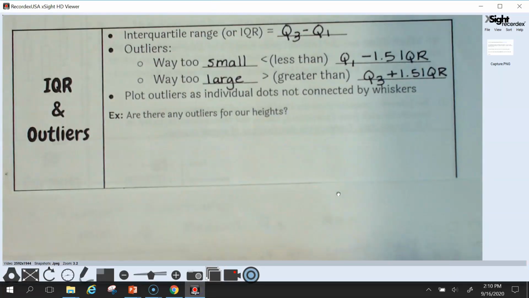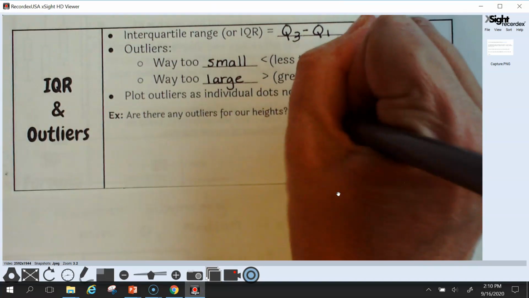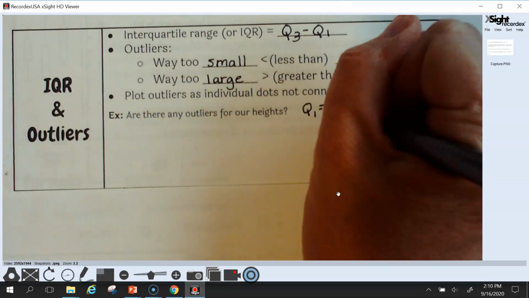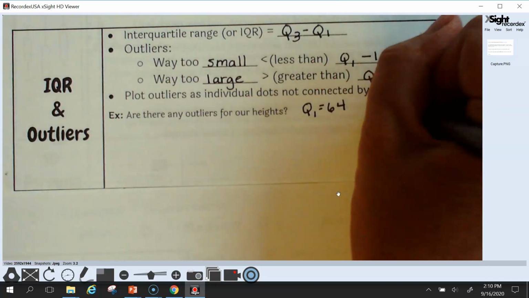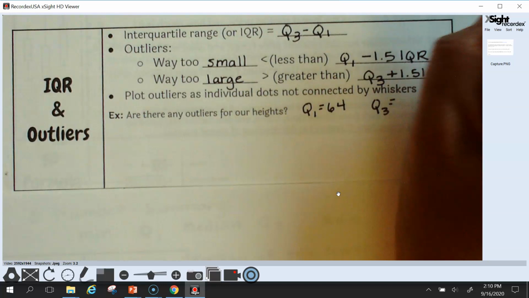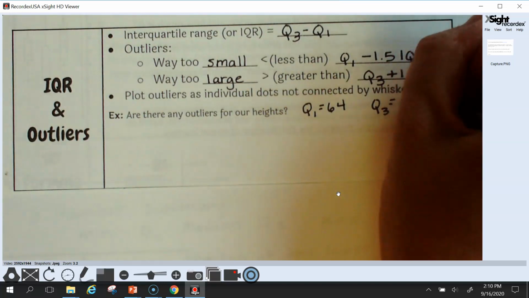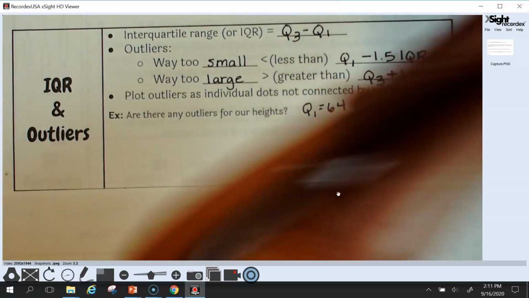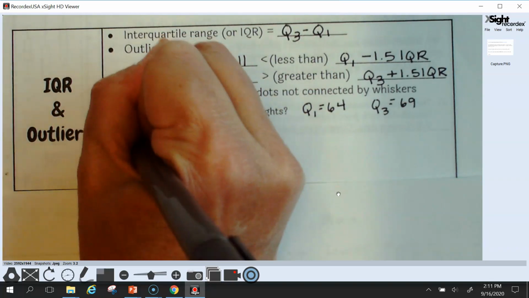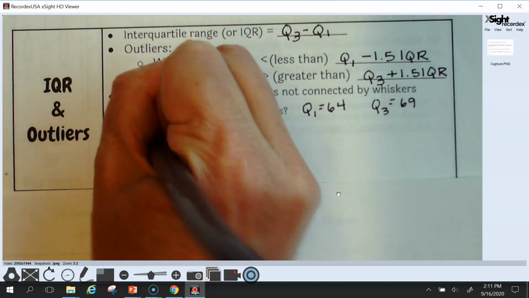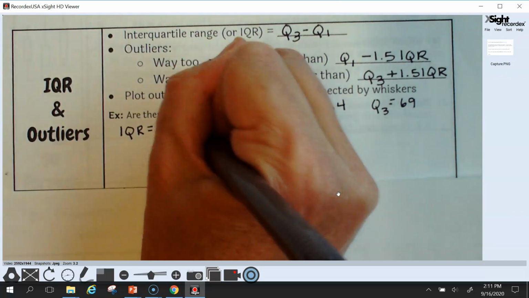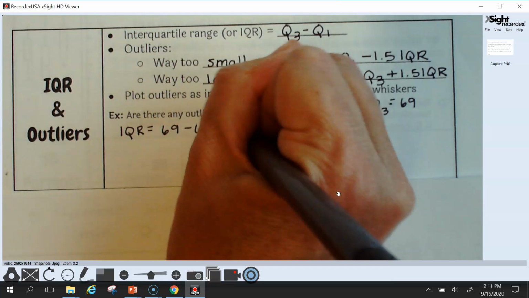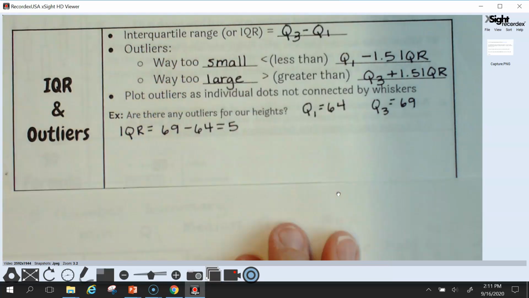So let's write that down. I have my Q1, which is 64, and my Q3, which is 69. To find my IQR, I'm just going to subtract 69 minus 64, which is 5. So my IQR is 5.